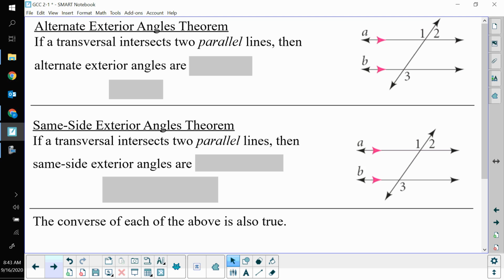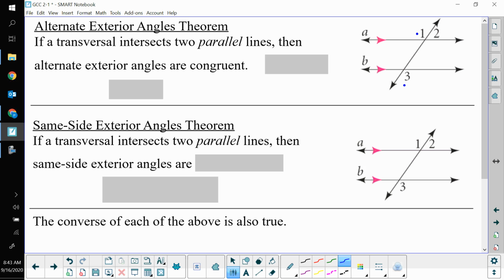All right, next up is alternate exterior angles. Alternate meaning alternate sides of the transversal, and exterior meaning outside of the parallel lines. So our example of alternate exterior here would be 1 and 3. They're on opposite sides of the transversal, and they are outside the parallel lines. Well, alternate exterior angles are also congruent.